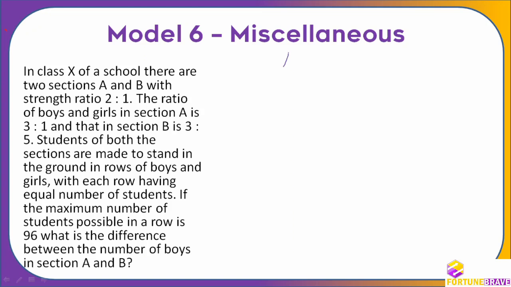So again, we had done some question like this previously also, where the ratios have some ratios inside as well. So sections A and B are in the ratio 2:1. Okay, and inside this A again they have given one more ratio, boys to girls. Here also boys to girls, right? So boys to girls is 3:1 here, for A section, and for B section it is 3:5.